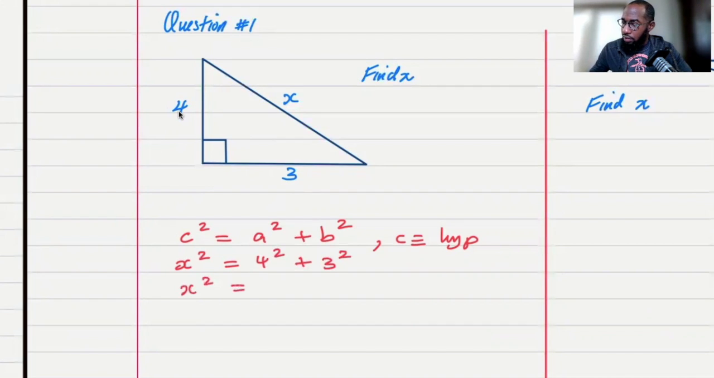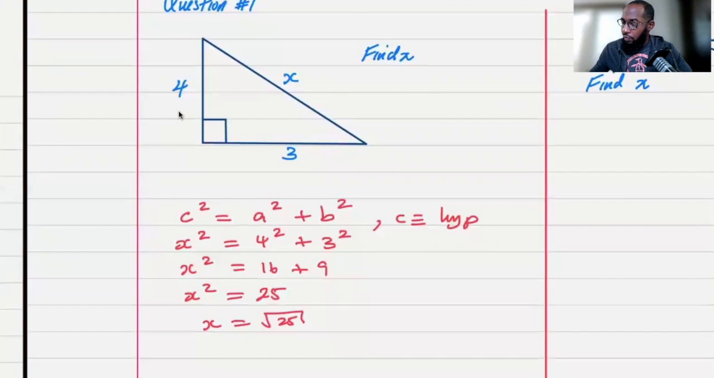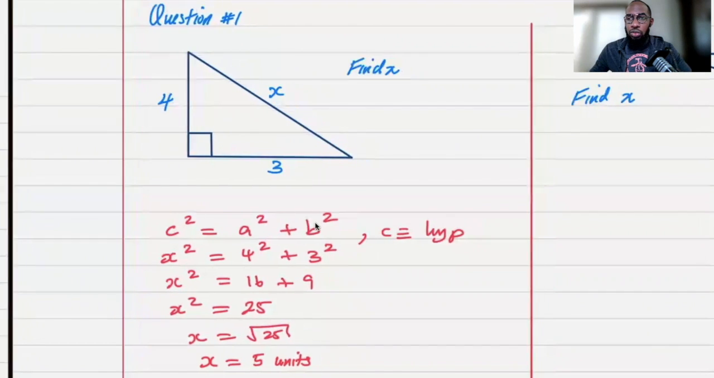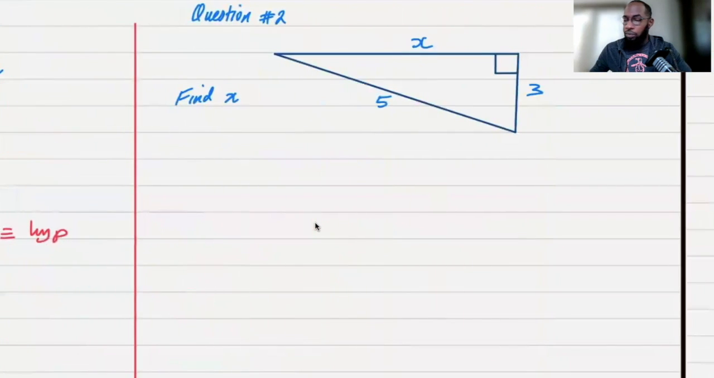So x squared is equal to 16 plus 9. X squared is equal to 25. X is equal to the square root of 25. X is equal to 5. If you don't have any units like centimeters, meters, you just put units. So that is how to do this question here. Let's look at number 2. So number 2, we need to find x as well.